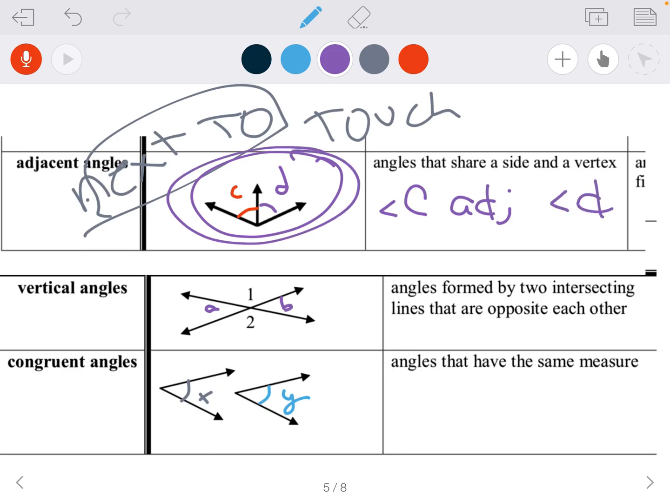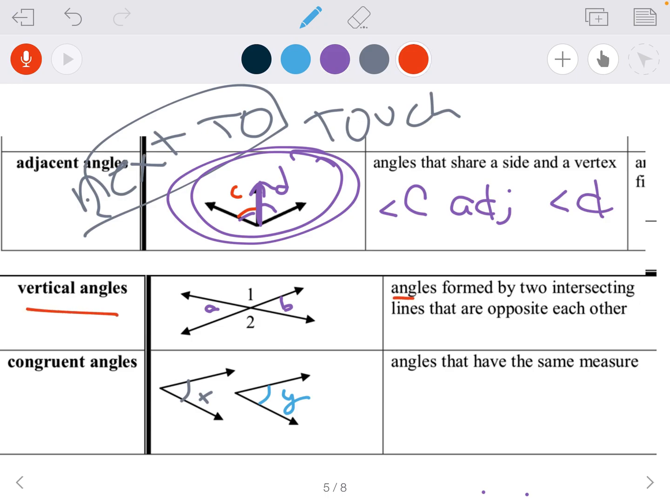So angle C is adjacent because they share the same ray. If they share the same ray or the same line, that means they're touching. Angle C touches the purple line, angle D touches the purple line. So they're adjacent.